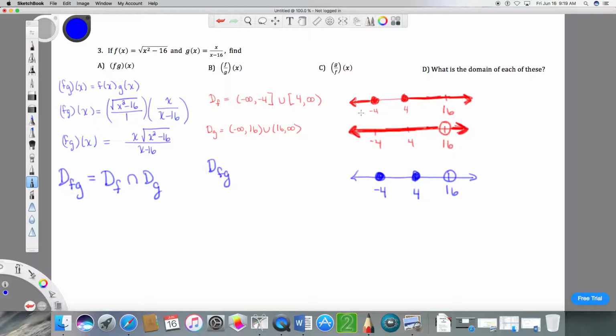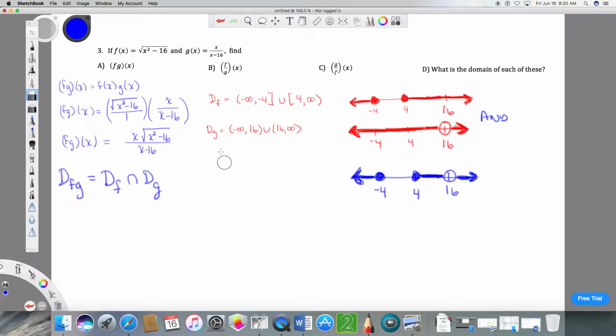So to the left of -4 is in both of these sets, because remember, you have to be in the domain of f and be in the domain of g to be in the domain of the intersection. Between -4 and +4 is not in this set, therefore it's not in the intersection. Between 4 and 16 is in both sets, therefore it's in my intersection. And greater than 16 is in both sets, therefore it's in my intersection. So now I have a picture of what my solution set looks like.